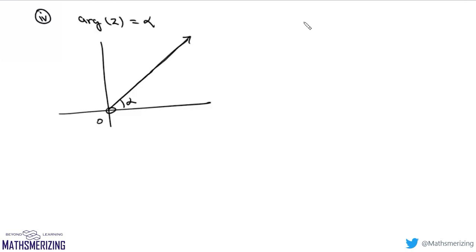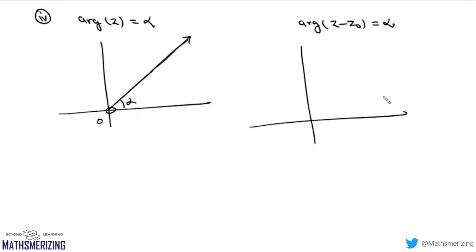Now more general case will be argument of z minus z naught equals alpha. In this case what we'll do is we'll first locate this z naught. So suppose this point is z naught, then angle of z from z naught is alpha. So all we need to do is draw a ray from z naught at an angle alpha with this horizontal line. So this is when argument of z minus z naught is alpha.